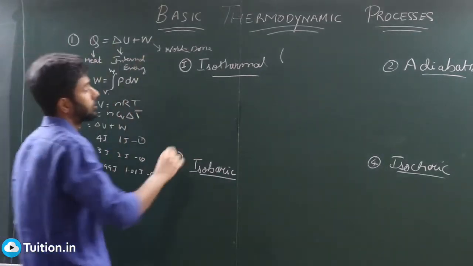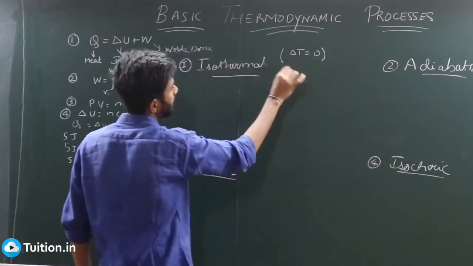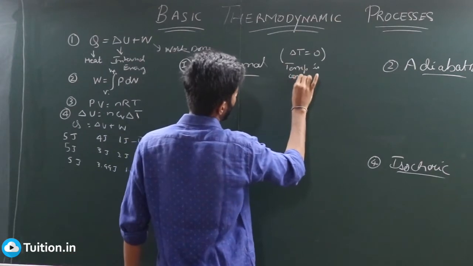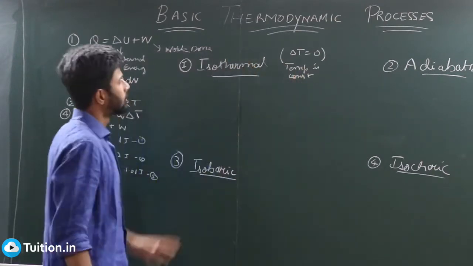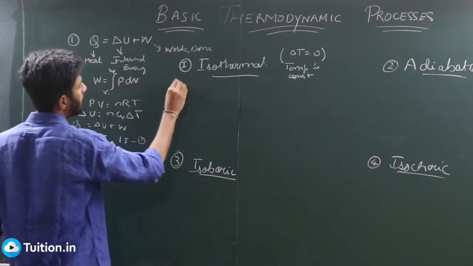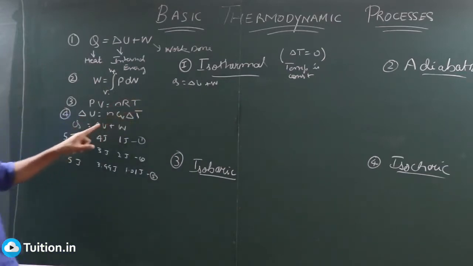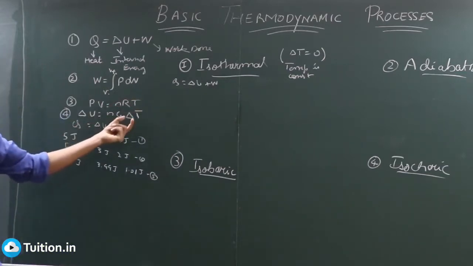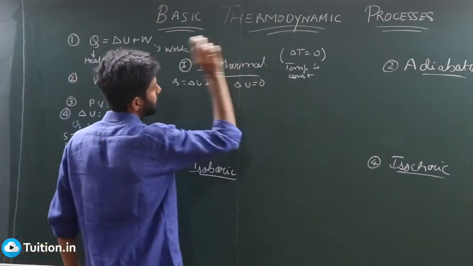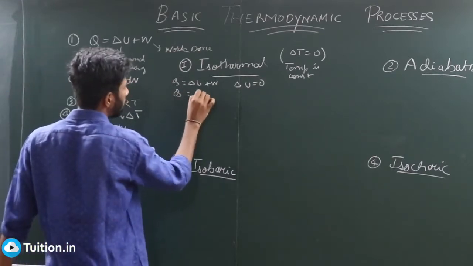So in the isothermal process, ΔT is 0. There is no change in temperature. Temperature is constant. That is the property of the isothermal process. So let's see what will happen. First of all, Q = ΔU + W holds good. But if my ΔT is 0, then ΔU = nCv × 0, which is 0. So ΔU is 0 as far as this particular process is concerned. So my Q will simply be equal to W.